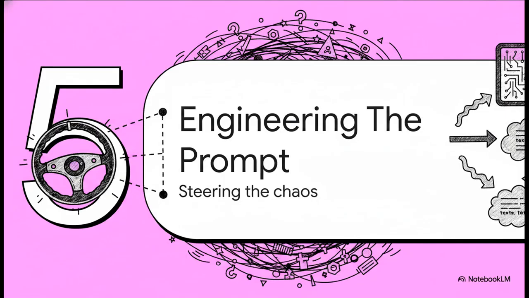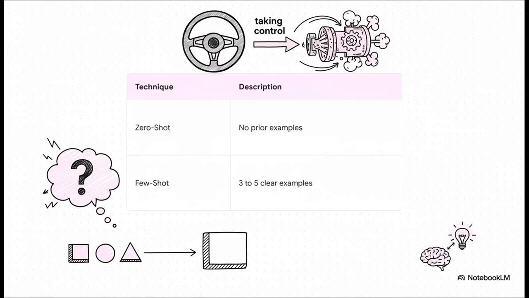Section 5, Engineering the Prompt, the steering wheel for a chaotic engine. So let's talk about the solution. This is exactly why prompt engineering is an absolute must-have discipline. It's basically the steering wheel for this chaotic engine. There are two foundational techniques you need to know.